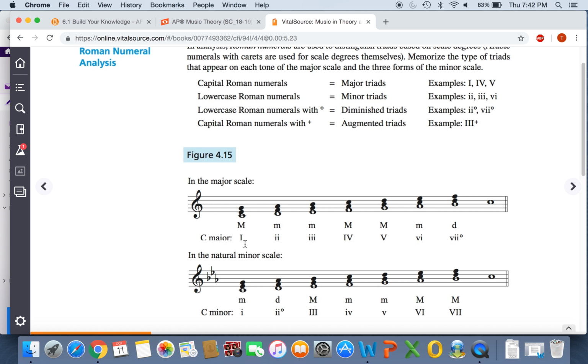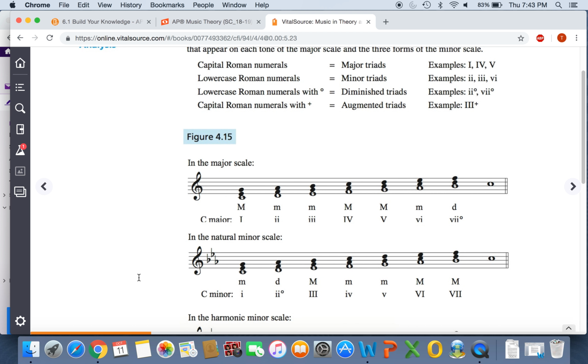So, you've got your 1, 4, and 5 are the major chords. They're uppercase. 2, 3, 6, and 7 are lowercase, but 7 has that little diminished symbol right there. Hard to find on a PC, you guys, but you can look it up. You can do it. It's there. Noteflight has instructions for it too. It's in the lesson.